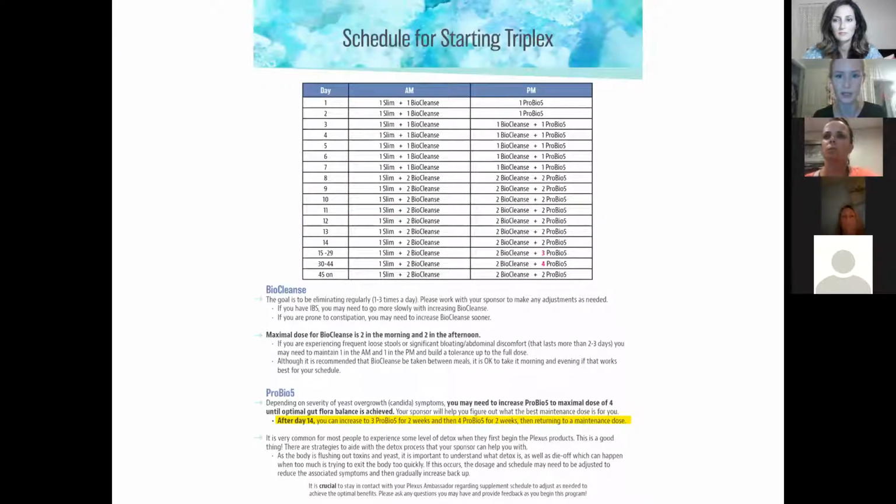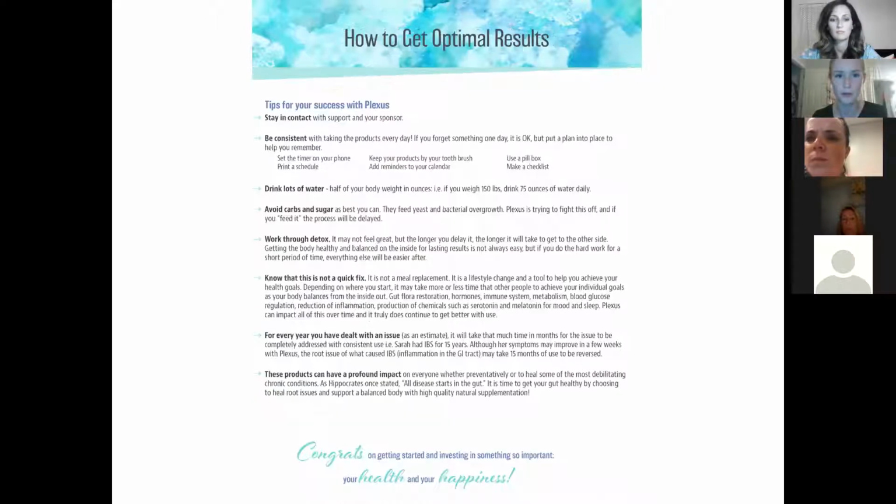This now incorporates, as you can see at the top, the ProBio 5 increase, so the 3 and then the 4 in the chart, which makes it a lot easier to understand, and hopefully it will help folks.